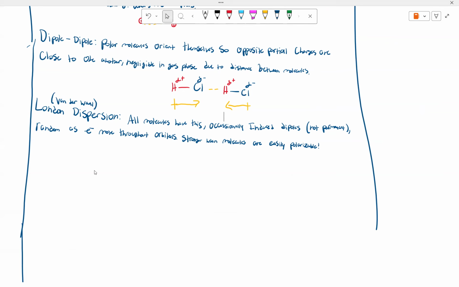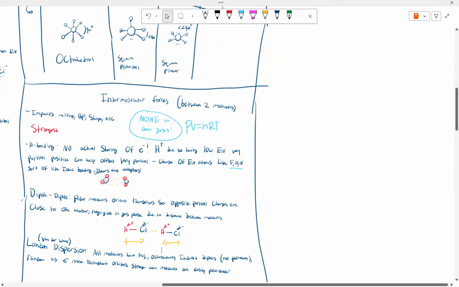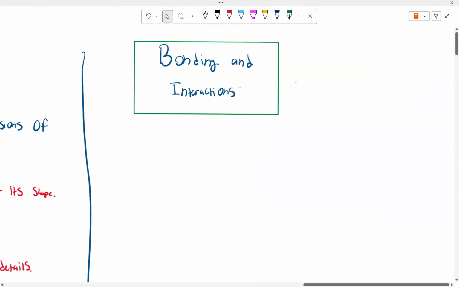And it's stronger when molecules are easily polarizable, so that means that the electrons can move easily throughout their orbitals, which is true for metals typically. That's all I wanted to say about bonding and interactions.